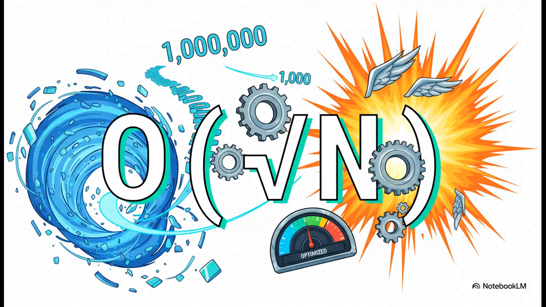So by artificially stopping our search loop exactly at the square root of a number, we take our painfully slow linear O of n time complexity and we just smash it down to a highly optimized big O of square root of n. Think about that for a second. Imagine checking a number like 1 million. Instead of looping 1,000,000 times to find its factors, you only have to loop 1,000 times. That is a massive, massive optimization.